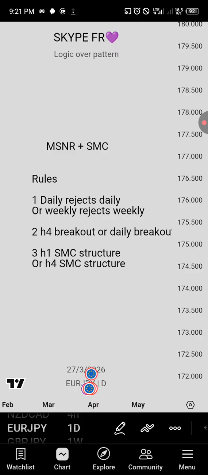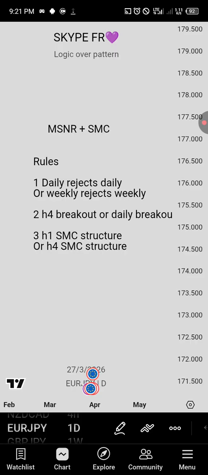MSNR and basic SMC. Okay, so just the basic MSNR and the basic SMC structure. Now I'm not saying this is your key to profitability, but if you are struggling with strategy, you should consider this. It is very simple, not much logic, and it is actually effective. Alright, as you can see, the rules are already listed here.